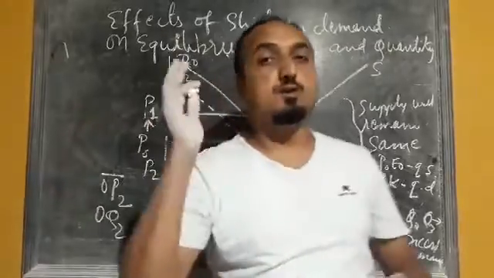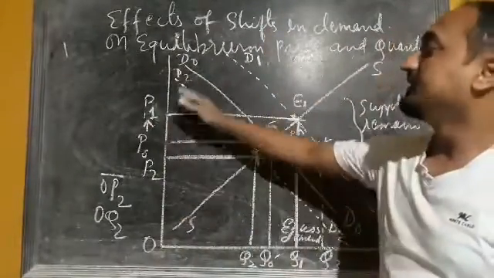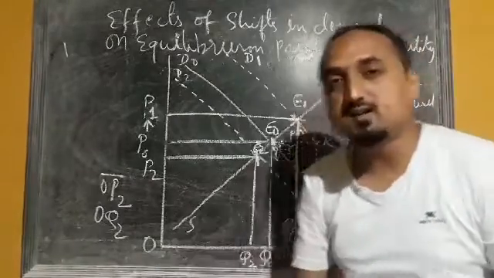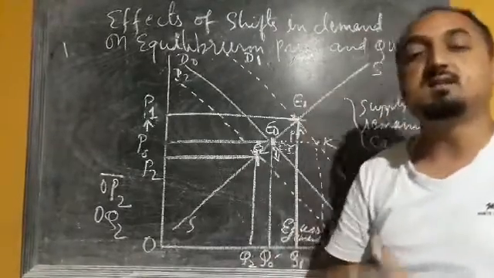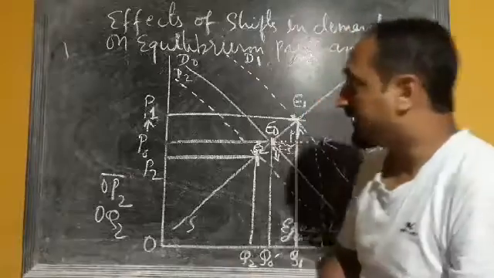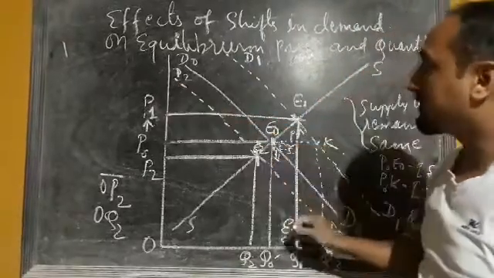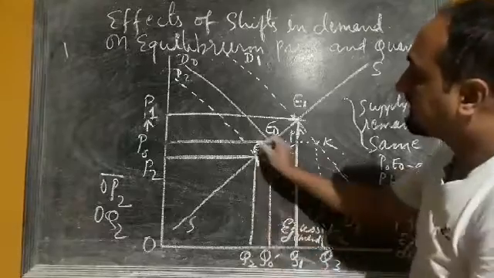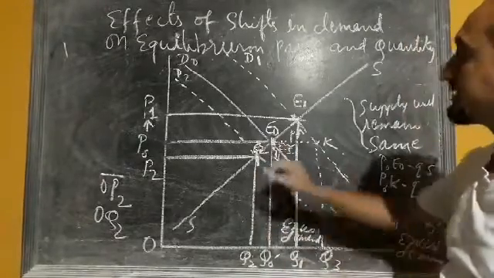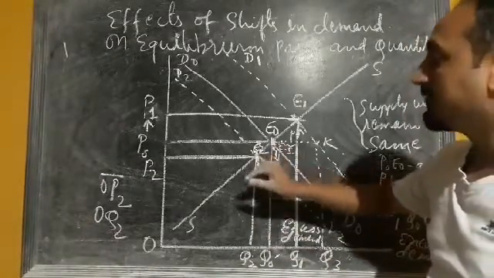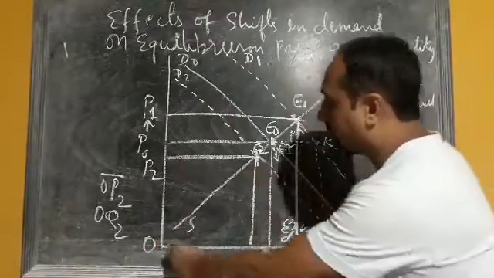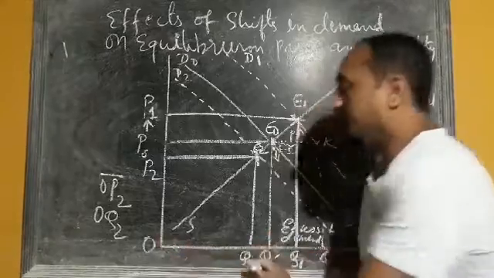Once again, for this leftward shifting demand curve: when the income of the consumer decreases, or taste and preference decreases, the demand curve will shift leftward. And when it is shifting leftward, we are getting a new equilibrium point. So this is E2. E2 is the new equilibrium point where the equilibrium price is OP2 and the equilibrium quantity is OQ2.